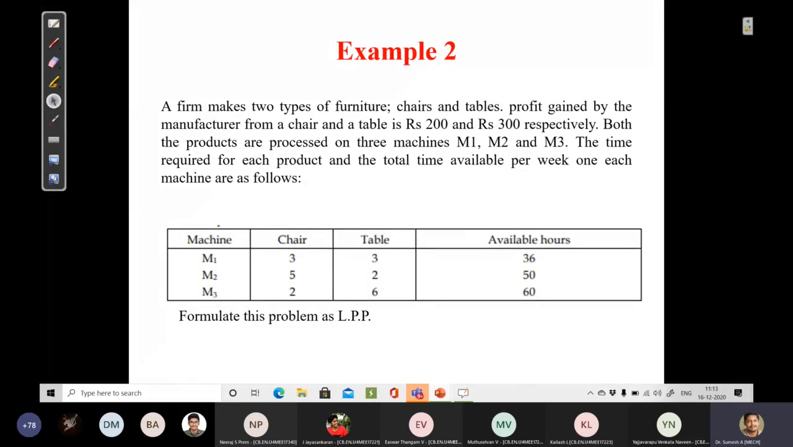Yeah, okay, tell me. Sure, 200x1 + 300x2. No, no, no, first tell me the decision variables.